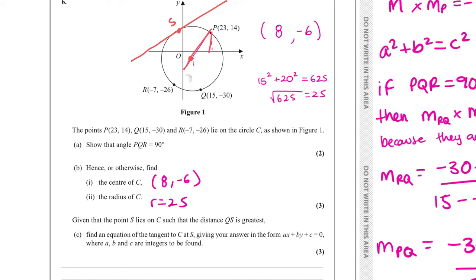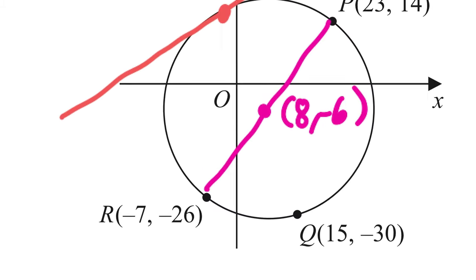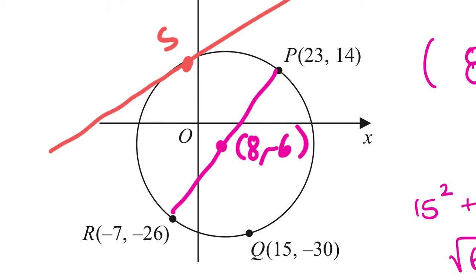So, this is 8 minus 6. Okay, so what we need to do now is find the coordinates of S. Probably the simplest thing you can do is this.